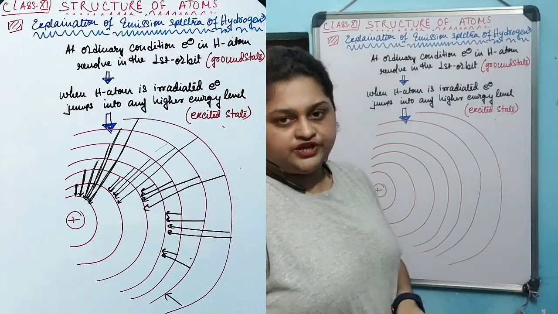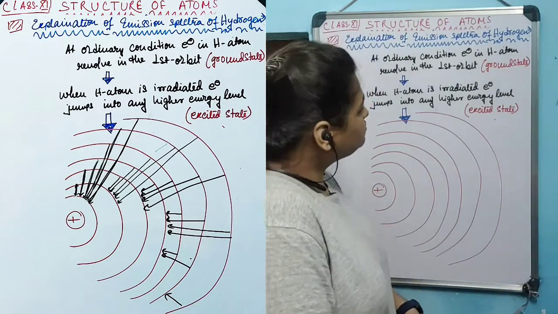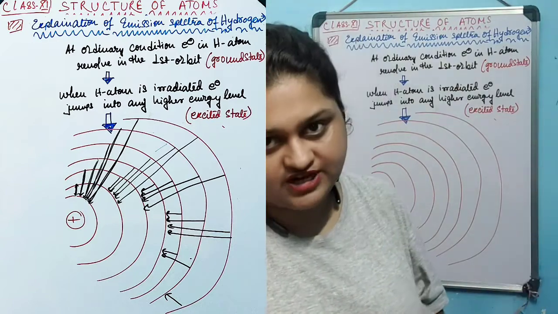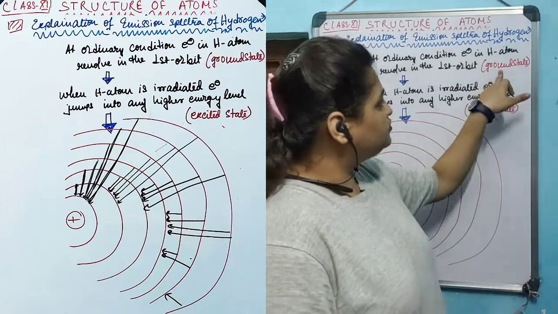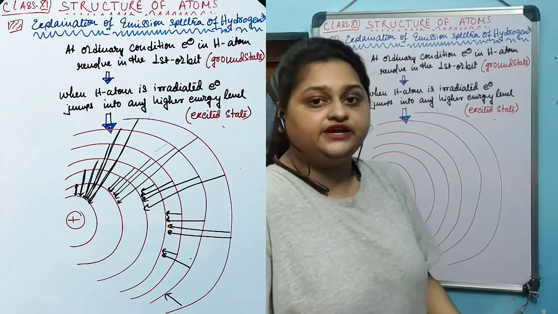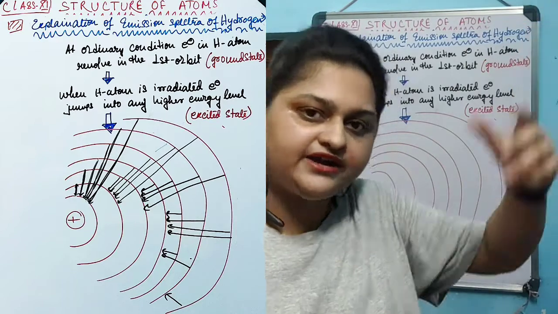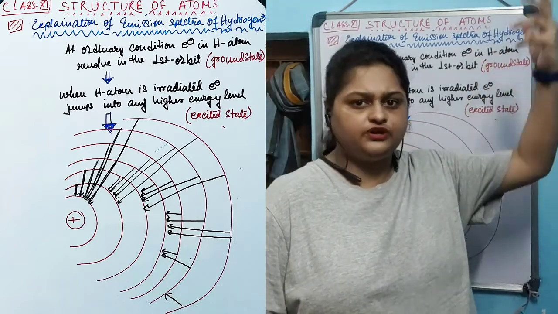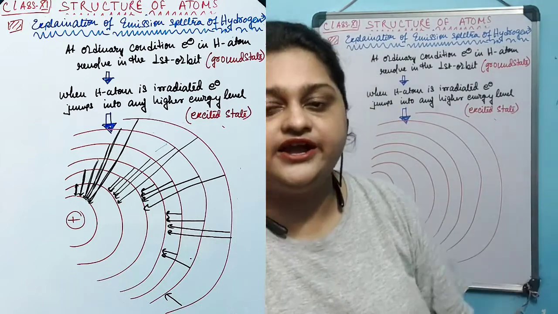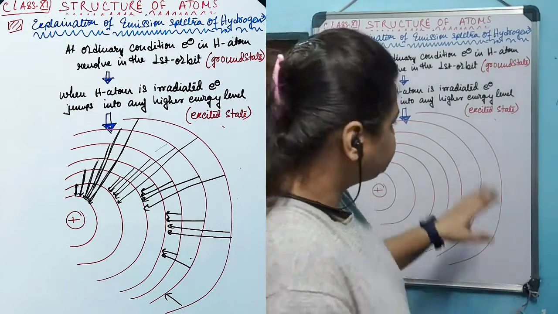After Bohr's modification, the emission spectra of hydrogen can be explained very easily. Now, in a hydrogen atom at ordinary condition, the electron resides in the first energy level. That is known as the ground state of the hydrogen atom. But when hydrogen atoms are irradiated, electrons in the first energy level absorb energy and can jump into any higher energy level like second, third, fourth, fifth and so on. These states of irradiated hydrogen, when electrons are residing in the higher energy levels, are known as the excited state.